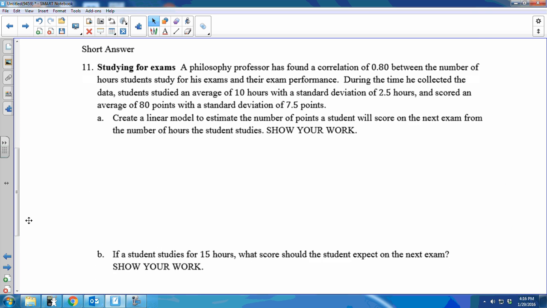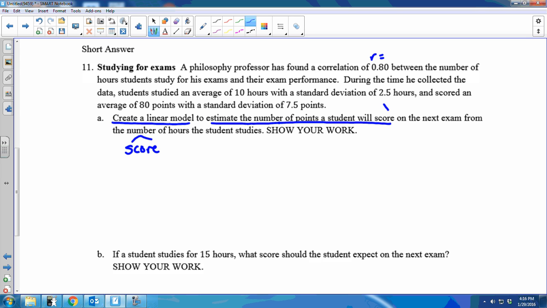A philosophy professor has found a correlation of 0.8 between the number of hours students study for his exams and their exam performance. During the time he collected the data, students studied an average of 10 hours with a standard deviation of 2.5 hours and scored an average of 80 points with a standard deviation of 7.5 points. Create a linear model. That means we are going to write an equation to estimate the number of points a student will score, so we want score hat. We are estimating the score on the next exam from the number of hours a student studies. Show your work.